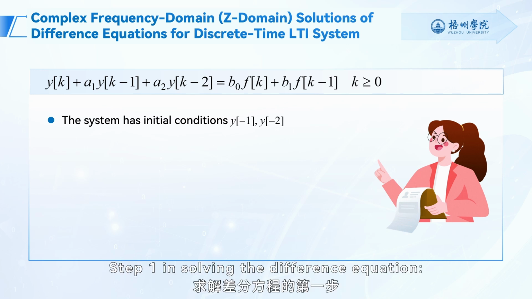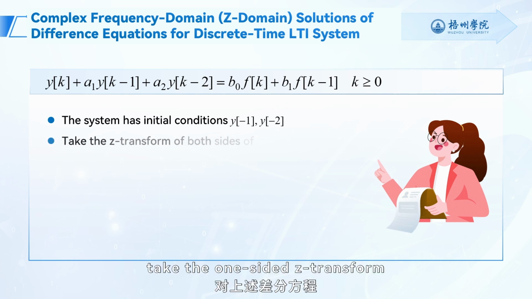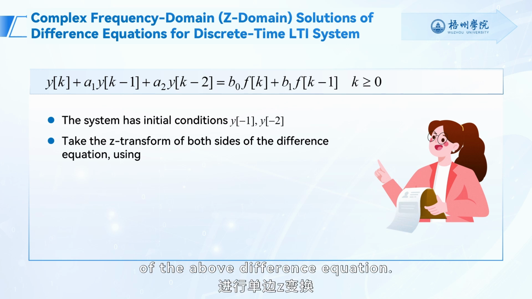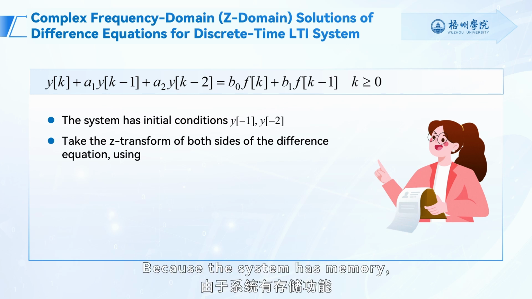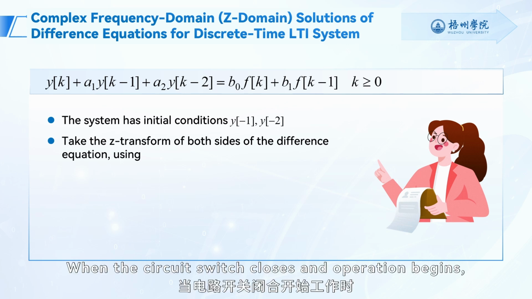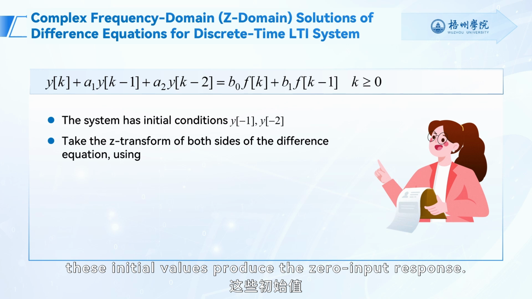Step 1 in solving the difference equation. Take the one-sided Z-transform of the above difference equation. First, apply the time shift property for the output. Because the system has memory, it can store some initial values. When the circuit switch closes and operation begins, these initial values produce the zero input response.